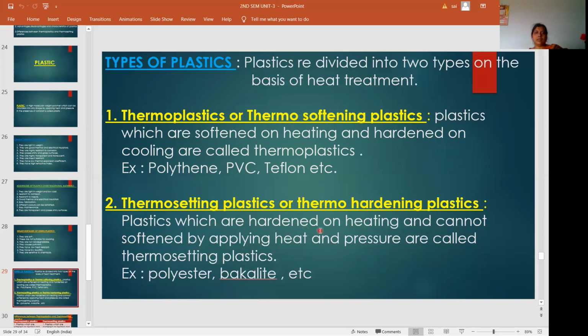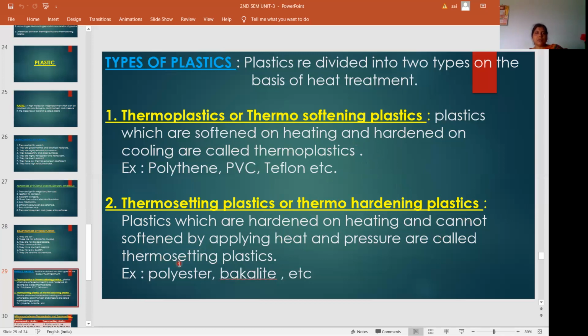They are hardened on heating but cannot be softened even by applying heat and pressure. That type of plastic is called thermosetting or thermohardening plastic. That means when they are heated, they harden. Here, when they are heated, they soften. Here, when they are heated, they harden. That's why these are thermohardening. The name itself gives the definition. Thermosoftening means when they are heated, they soften. Here when they are heated, they harden. So, thermosoftening plastics and thermohardening plastics.